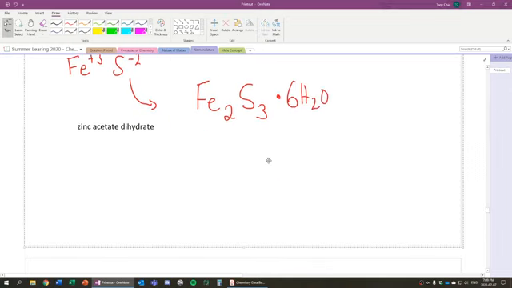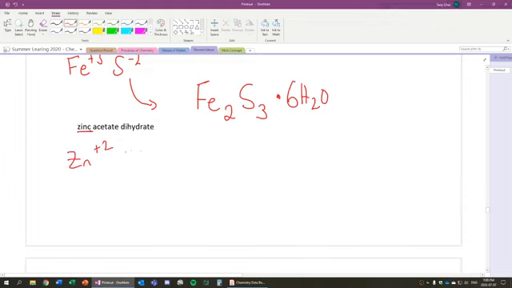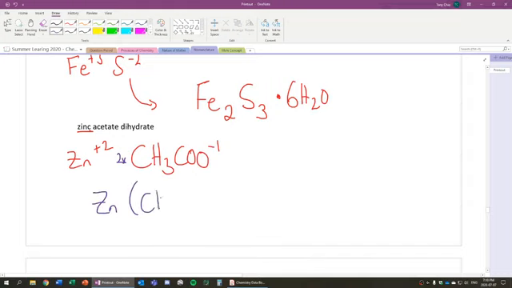The last one here is zinc acetate. Now zinc is plus 2. Acetate is a polyatomic ion. It's CH3COO minus 1. So that means we need 2 acetates to make them equal. So we have Zn, bracket, CH3COO, 2, dihydrate. So we have 2H2O. Okay.